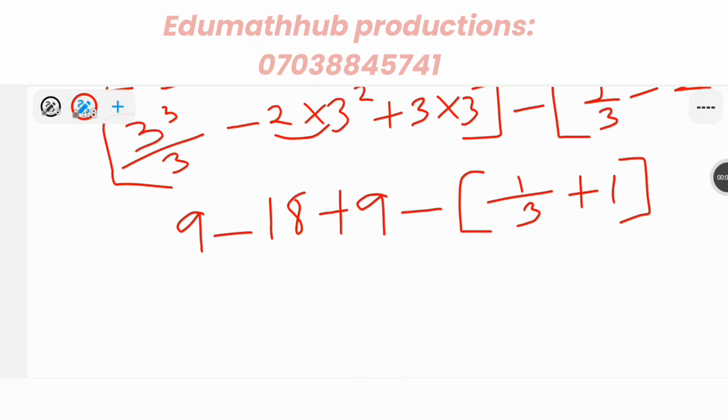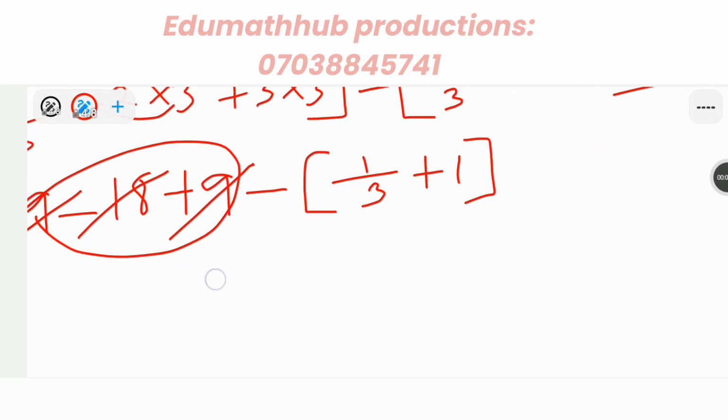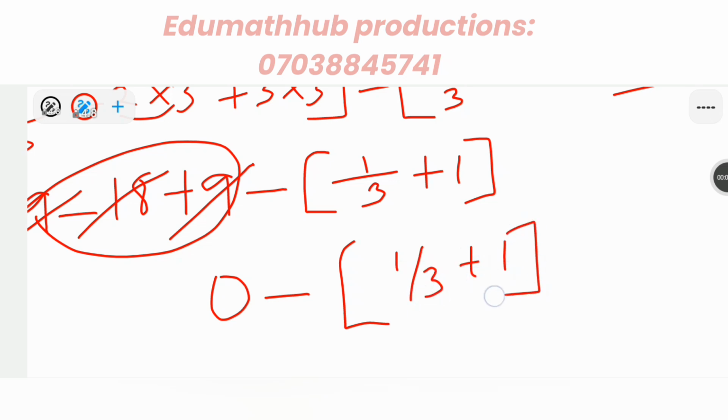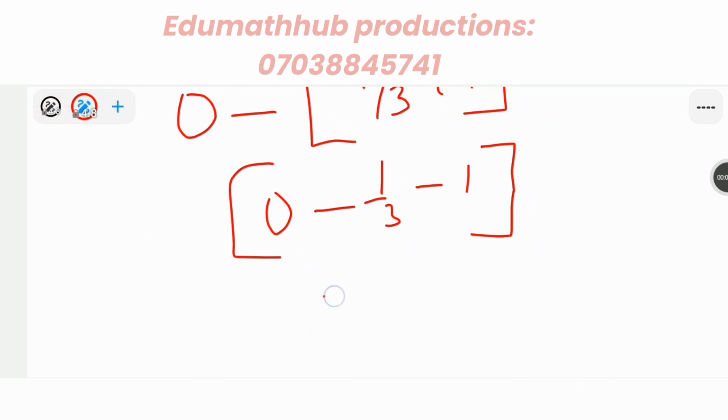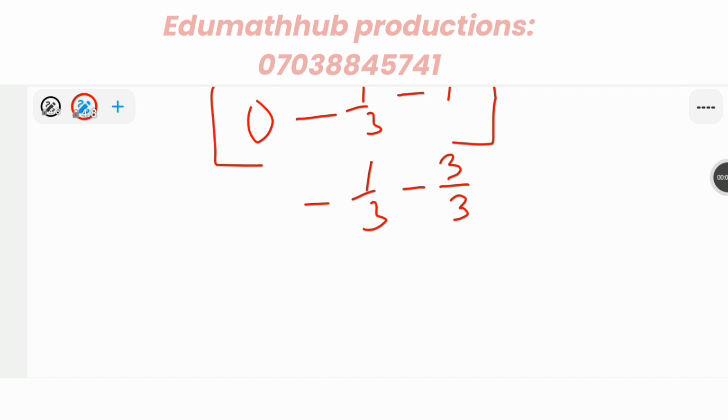Okay, so 9 plus 9 is 18. 18 minus 18 is 0. So everything here cancels out. Okay, so you have 0 minus 1 over 3 plus 1, which is the same thing as 0 minus 1 over 3 minus 1. So if you add this, you can use the LCM method. 1 over 3 minus 1 is the same thing as writing 3 over 3. So if you add this, you're going to get minus 4 over 3.